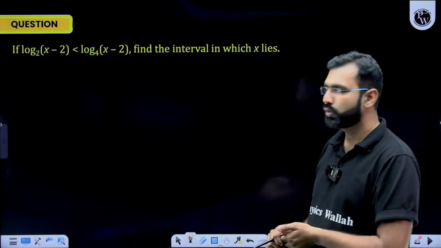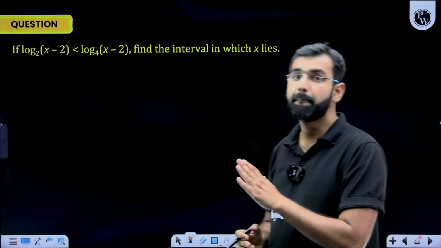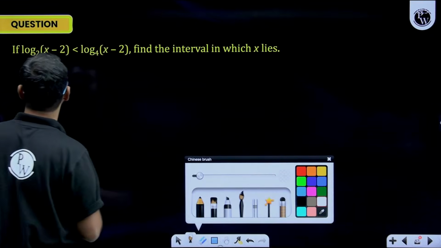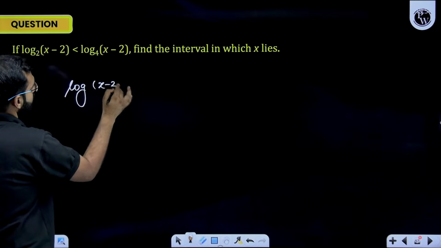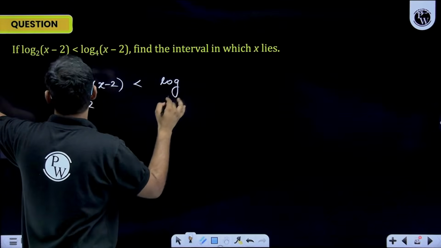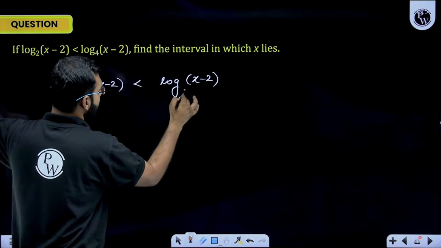Log x minus 2 at base 2 less than log x minus 2 at base 4. First of all, the bases are not the same. If the bases are not the same, I have to make them the same. So here it is log x minus 2 at base 2, perfectly fine. This is log x minus 2 at base 4. This 4, can I write it as 2 square?